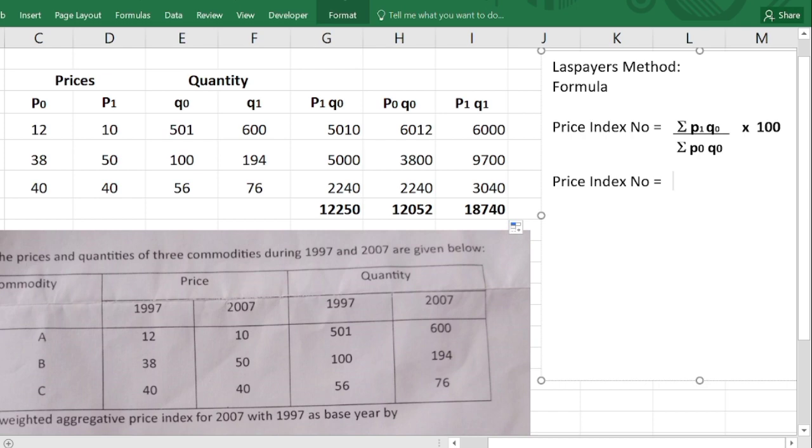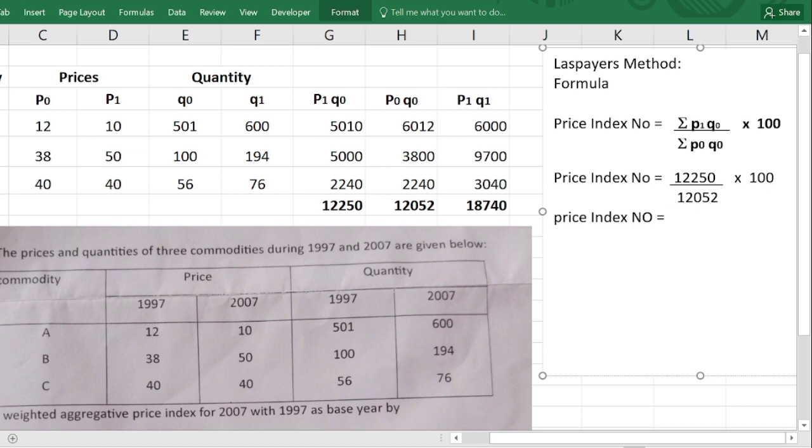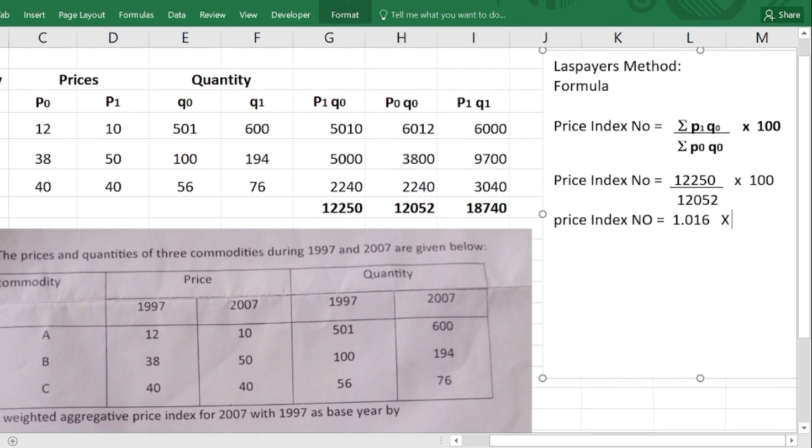First of all, we mention the P1 Q0 value. So here we write 12,250. We divide this value by the P0 Q0 column. The total of the P0 Q0 column is 12,052. So here we write down 12,052 and multiply by 100. In the next step, when we divide 12,250 by 12,052, we find the value 1.01 and multiply by 100. In the next step, we find the price index number by Laspeyres formula is 101.6%.